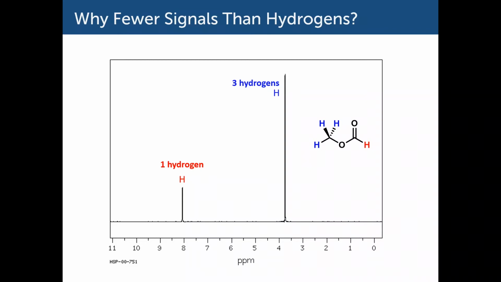So again, please do not look at peak heights, right? You'll always be given the integration values, which you would obtain from processing the NMR spectrum on a computer. We can see that the integration for the signal at 8 ppm is 1, which might correspond to 1 hydrogen, whereas the signal at 3.7 has an integration of 3, which might correspond to 3 hydrogens.